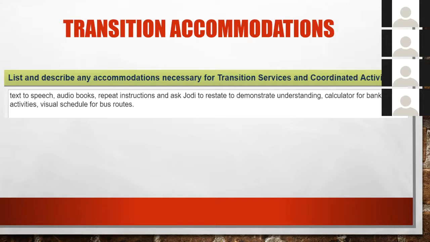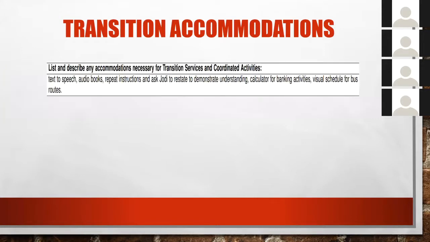Okay, the next section is where you would list any accommodations that are necessary for transition services and coordinated activities. Jody's transition accommodations include text-to-speech, audiobooks, repeat instructions and ask Jody to restate to demonstrate understanding, a calculator for the banking activities, and a visual schedule for bus routes.